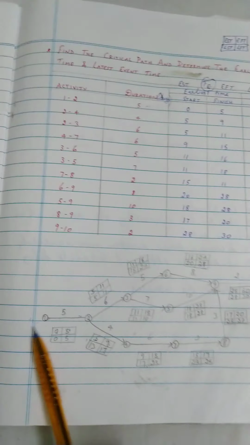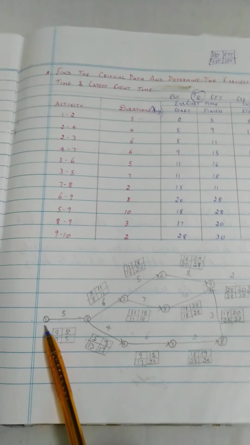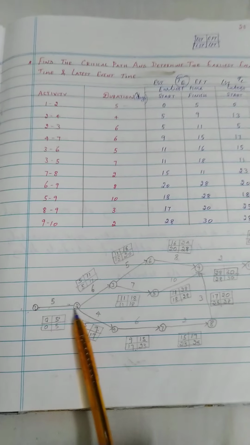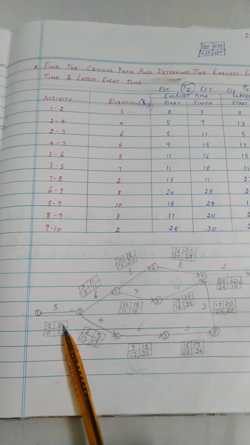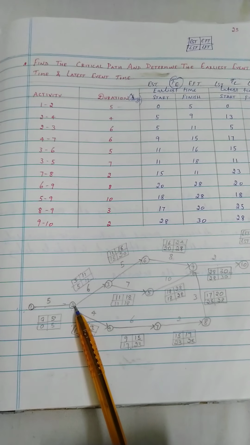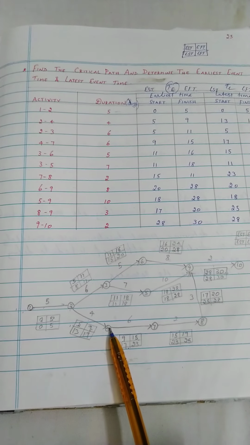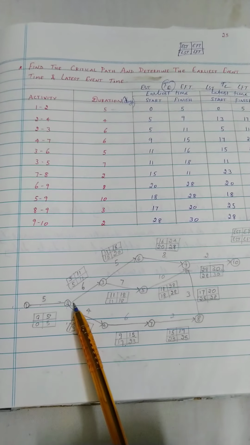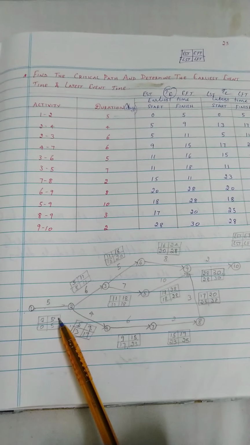Now you see, 1 to 2: for the 1 and 2 activity, the duration given is 5. Here the starting time we don't know, but the ending time we know as 5. Just mark the starting time as 0 and the ending time as 5. From the second event, 2 to 3 activity and 2 to 4 activity, two activities take place. In the second event, the starting time is considered as 5.